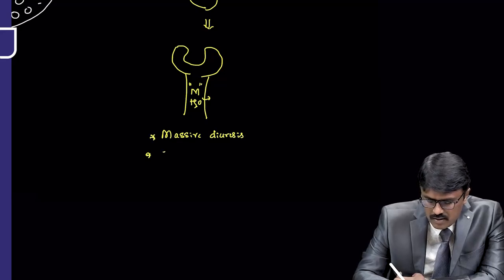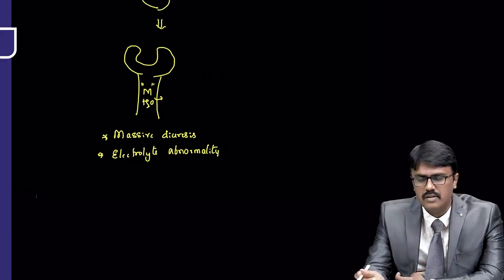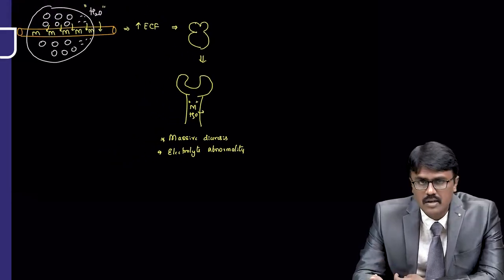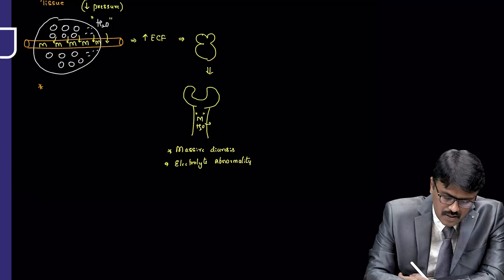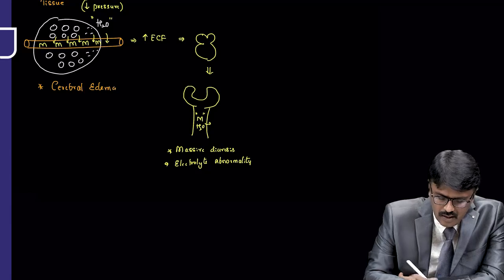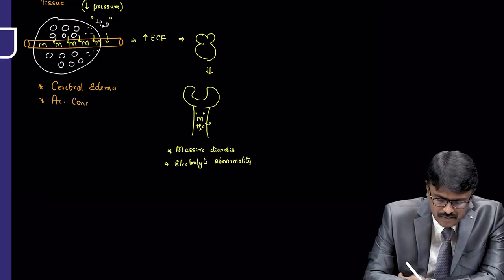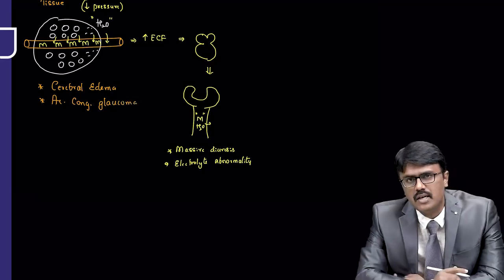Along with that, there are electrolyte abnormalities. So when we use osmotic diuretics, they cause massive diuresis and electrolyte abnormality. Now, because of this, they decrease the pressure. They are used in cerebral edema, and they are used in an emergency in glaucoma, that is acute congestive glaucoma. Now remember, can we use this drug in pulmonary edema?